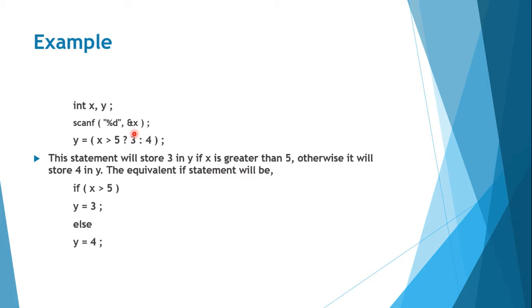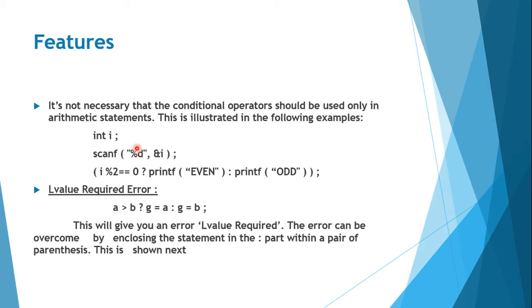Then scanf, we are scanning the value of x, then y equal to x greater than 5 question mark 3 colon 4. The statement will store 3 in y if x is greater than 5, otherwise it will store 4 in y. The equivalent if statement will be: if x greater than 5, then y equal to 3, else y equal to 4. So this total if else block statement is now written in a single line.